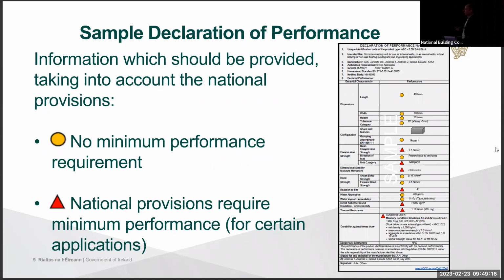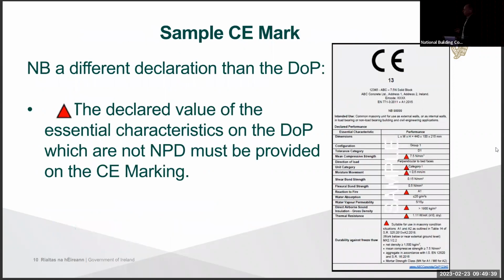The ones that are yellow, Ireland has no particular rules on. The manufacturer can opt not to declare anything by putting in an acronym, NPD, no performance declared, and that's their right. But the red ones, however, we do have national provisions, and for products made available on the market, the manufacturer does have to declare what their product does.